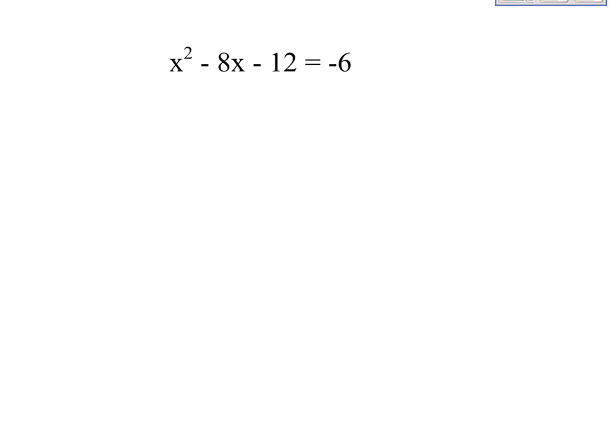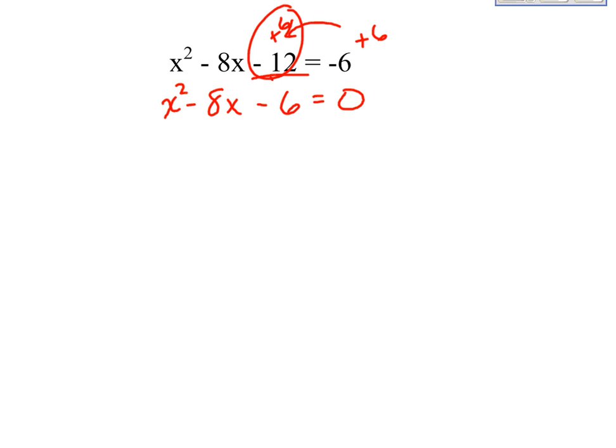So here, using the quadratic formula, instead of bringing the 12 to the right side, we're going to actually bring the 6 to the left side, because we need to make it equal to 0. So minus 6 equals 0. So my a is 1, the coefficient of x squared. My b is negative 8, and my c is negative 6. And I can plug these numbers into the quadratic formula. Maybe I'll write it down for you.